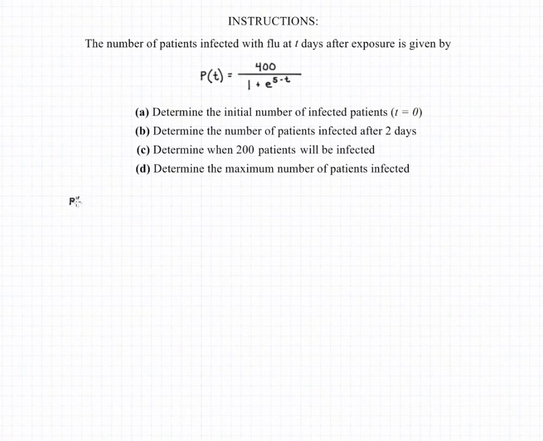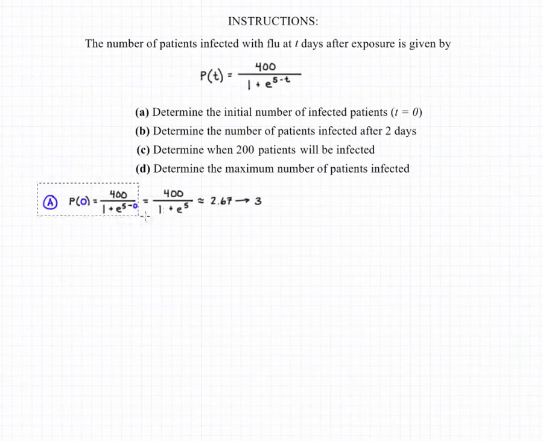To determine the initial number of infected patients, or what the function equals when t equals 0, we need to plug in 0 for t in our equation. So we're looking for P(0), which means we're going to have 400 over 1 plus e to the 5th minus 0, or simply 400 over 1 plus e to the 5th, which is approximately 2.67. And since we're talking about infected patients, we're going to round that up to 3. And that will be the answer to part A.